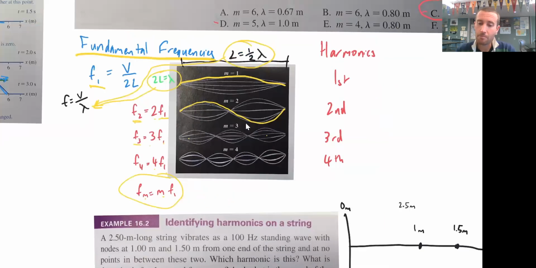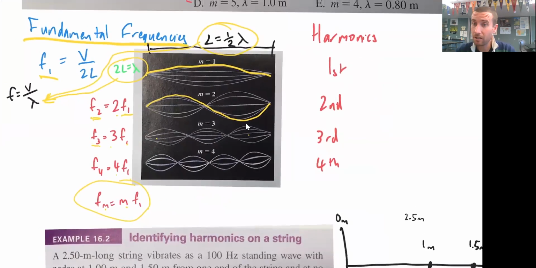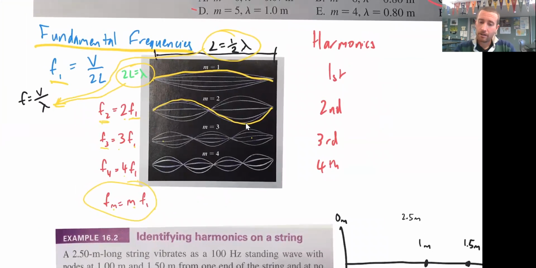And then we can also talk about these as harmonics. You might have heard of these in music. The first harmonic means 1 bump. That's the fundamental frequency. The second harmonic would be 2 bumps. The third harmonic is 3 antinodes. The fourth harmonic is 4 antinodes. And that's a multiplier of the frequency times the number of modes. So the fourth harmonic would be the fundamental frequency times 4.